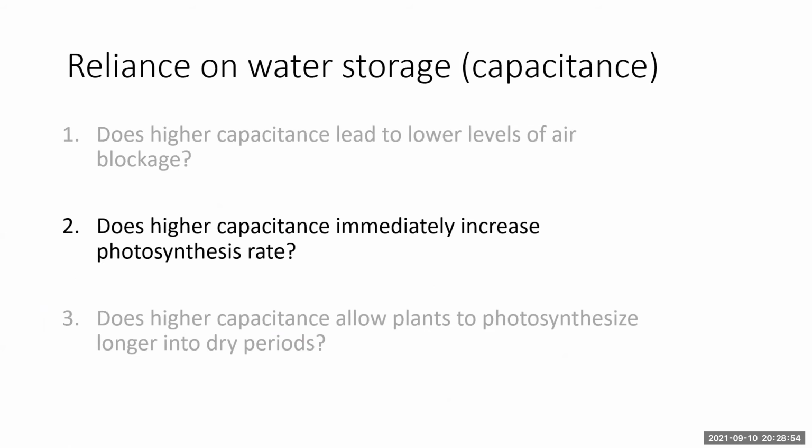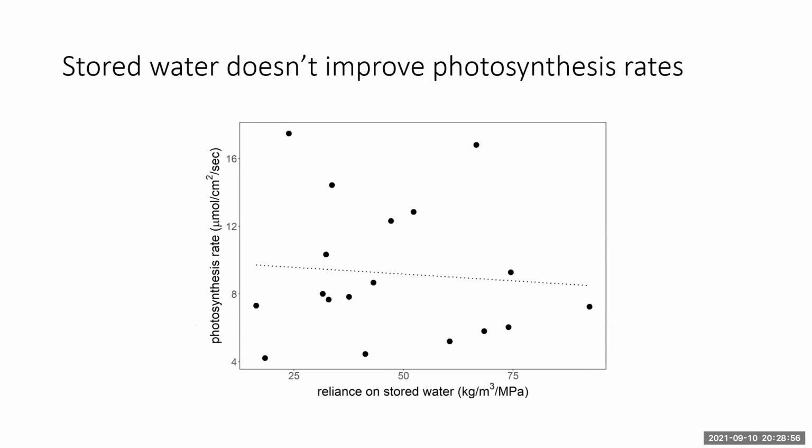And we saw that was not the case, even though these plants which had higher stored water had lower levels of embolism. On average, across all sorts of species, the relationship between photosynthesis and stored water was not significant, which just meant that directly there was not any increase in photosynthesis. But then we also wanted to check what are the other effects of this stored water.